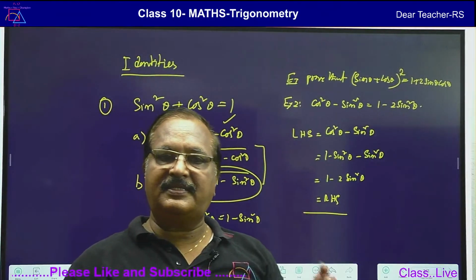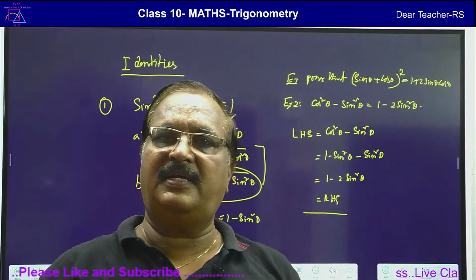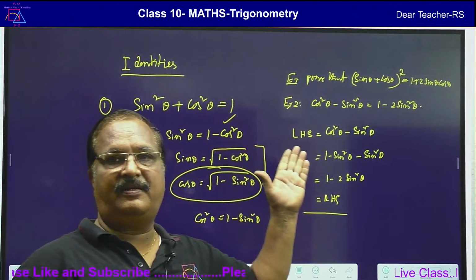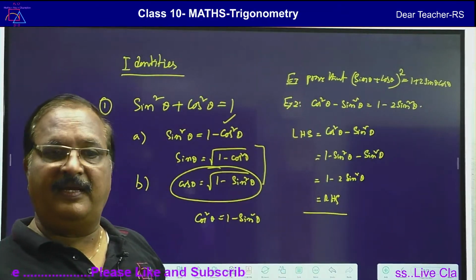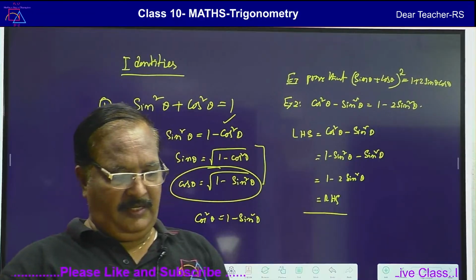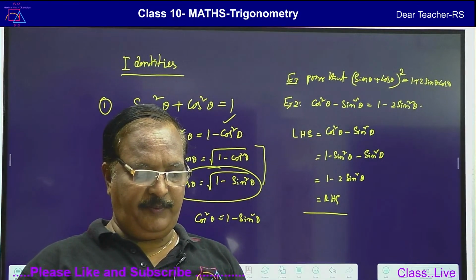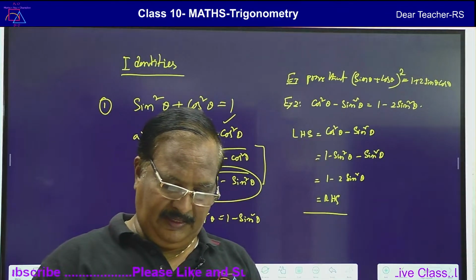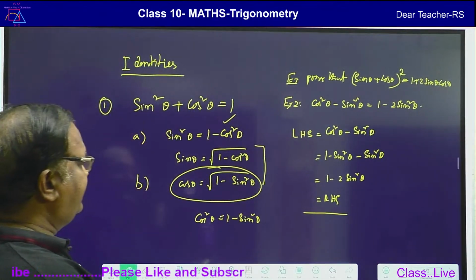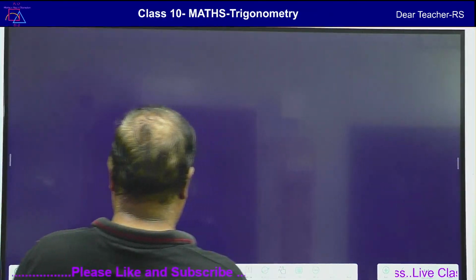These are the simple questions based on this sin square theta plus cos square theta. In the textbook also there is one question. Let me do that also. This is exercise 8.3. In exercise 8.3 there is one question. Fourth question, second bit. Let me do.